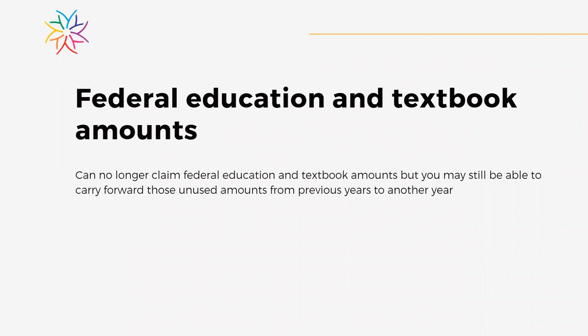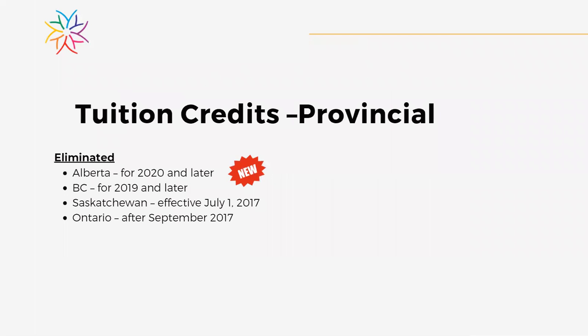Even though students can no longer claim federal education and textbook amounts, you may still be able to carry forward those unused amounts from previous years to another year. As mentioned earlier and on the previous slide, most of the provinces have eliminated their provincial tuition credits in recent years. The provinces which do not provide provincial tuition credits are Alberta, starting in 2020, BC, Saskatchewan, and Ontario.